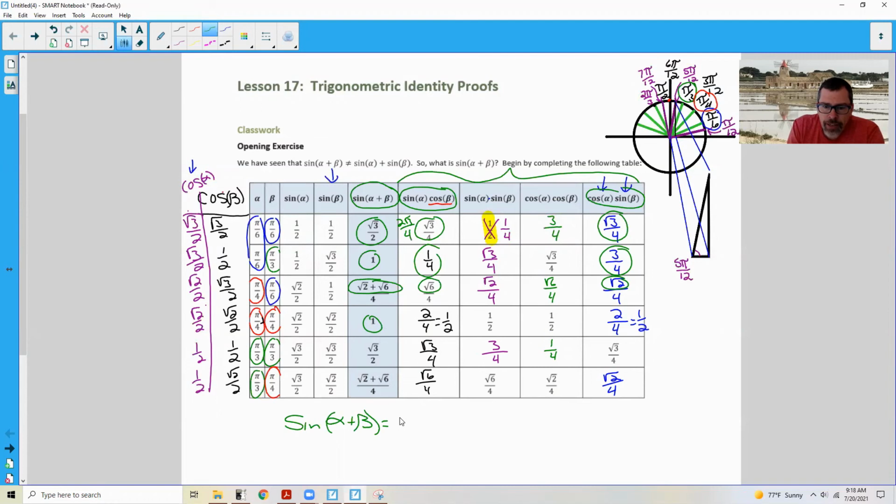So what they're doing is they're taking the cosine of alpha times the sine of beta. Okay, they're taking that column and they're adding it to this column. So it's sine of alpha cosine beta. Okay, so the sine of alpha plus beta equals the cosine of alpha sine of beta plus the sine of alpha cosine beta. Very interesting. Okay, so that's how we get this shaded column here from multiplying those two.